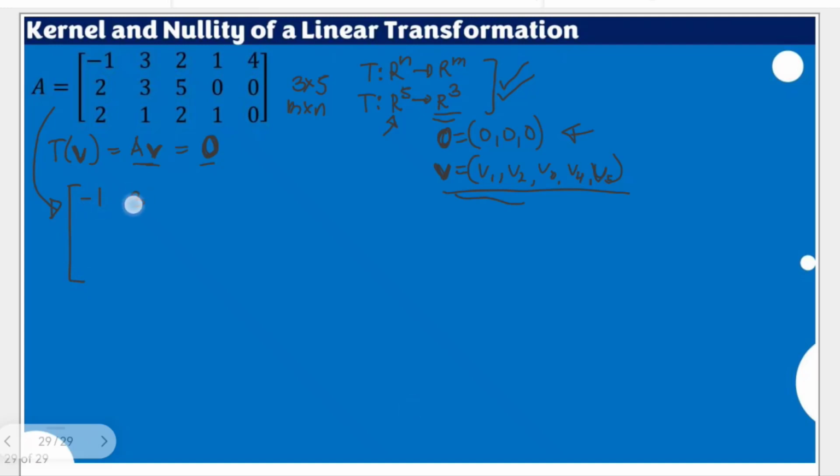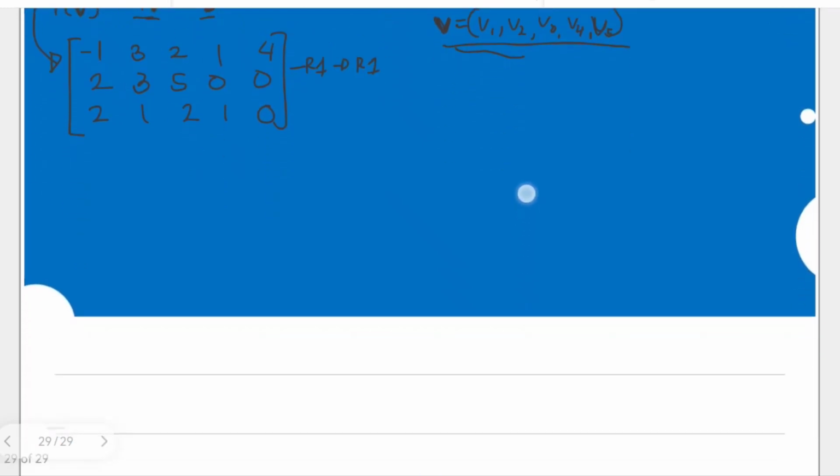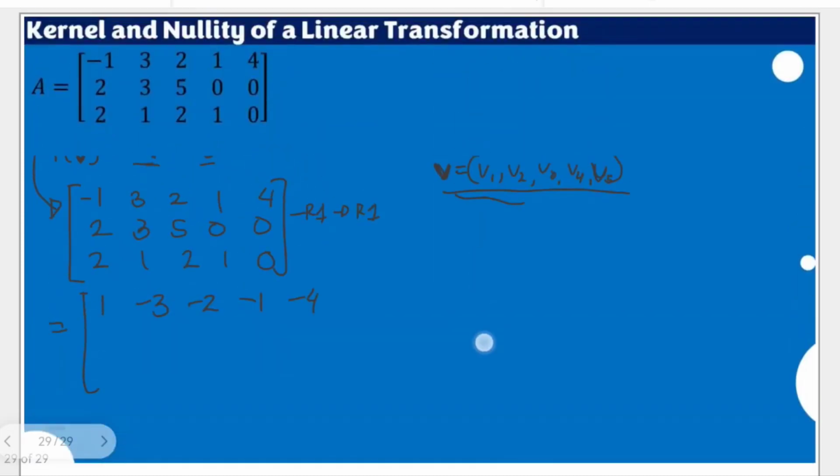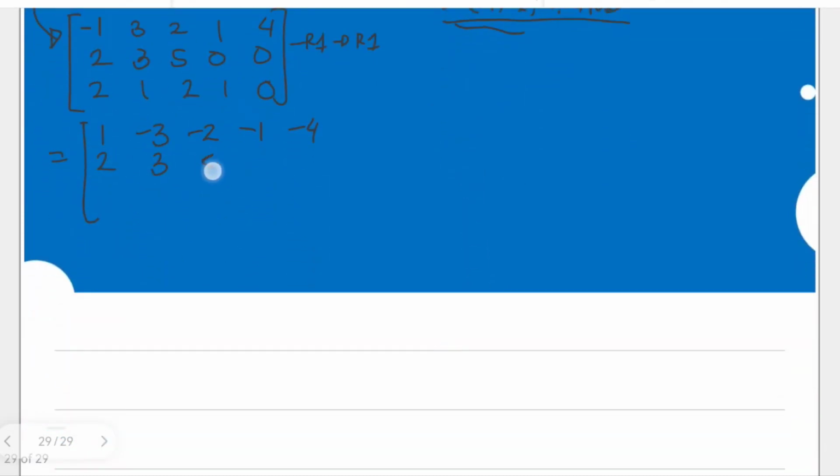You have negative 1, 3, 2, 1, 4, 2, 3, 5, 0, 0, 2, 1, 2, 1, and then 0 here. What we could do first is multiply negative 1 to row 1 so that this would be a leading 1. You could always interchange row 1 and row 2, but since these are not 1, you're still going to multiply by a fraction. So just use this positive 1, negative 3, negative 2, negative 1, negative 4. The second row and the third row will be the same.